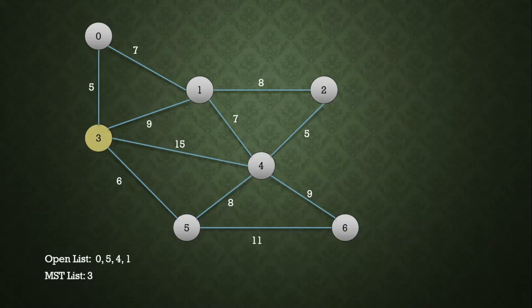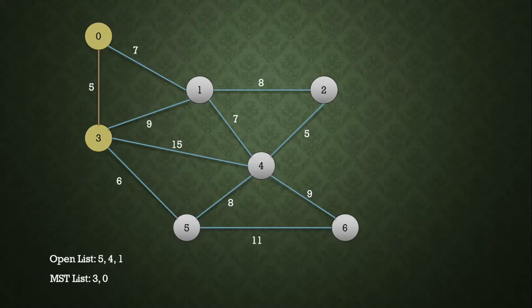There are 4 adjacents of 3: 3 to 0, 3 to 1, 3 to 4, and 3 to 5. Now we have to find which adjacent holds the minimum weight value. If we go from 3 to 0, then we'll get the minimum weight, which is 5. So we're going to put 0 in the MST list. The remaining ones are 1, 4, and 5. You can see 0 has 1 adjacent, that is 1. The remaining adjacents of 3 are 4 and 5. So we're going to put those in the open list.